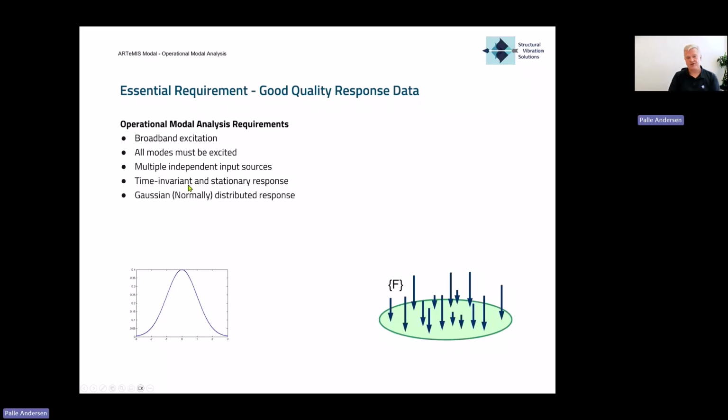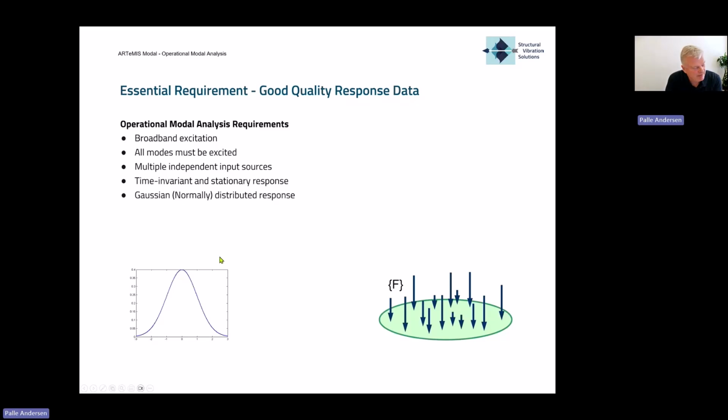If we have a linear structure and we also have multiple independent input sources, then we end up getting response data that is Gaussian distributed. So we will have a histogram that looks like this, where we have this normal distribution here.